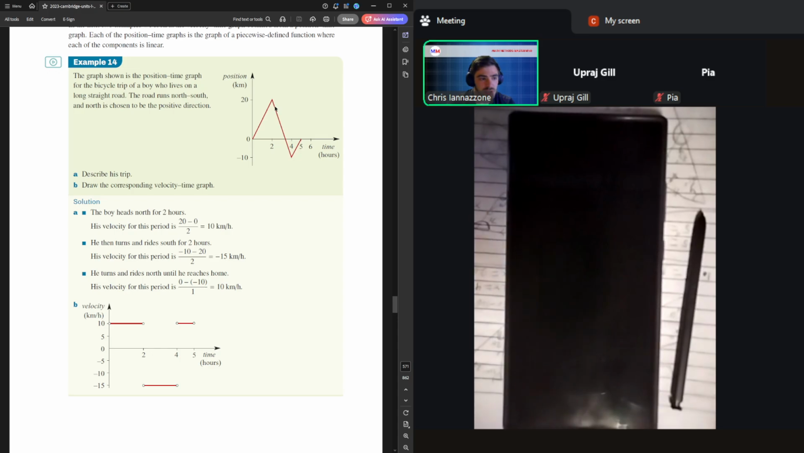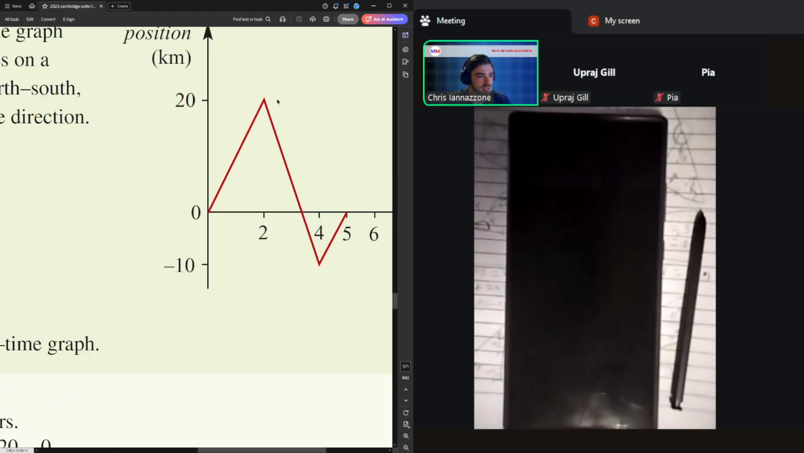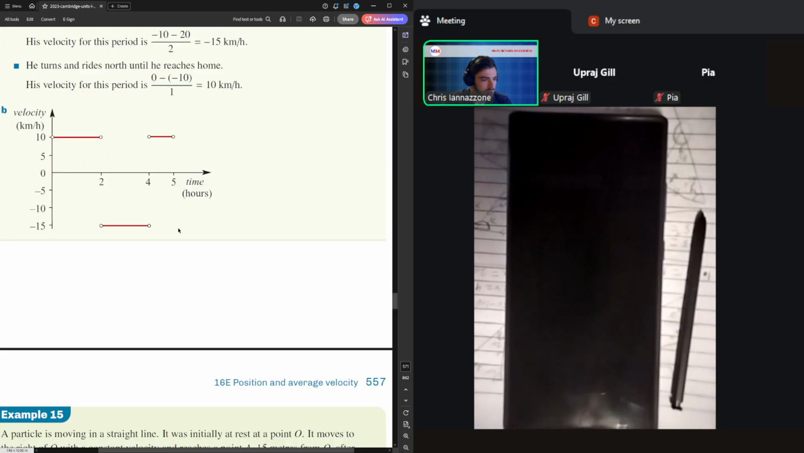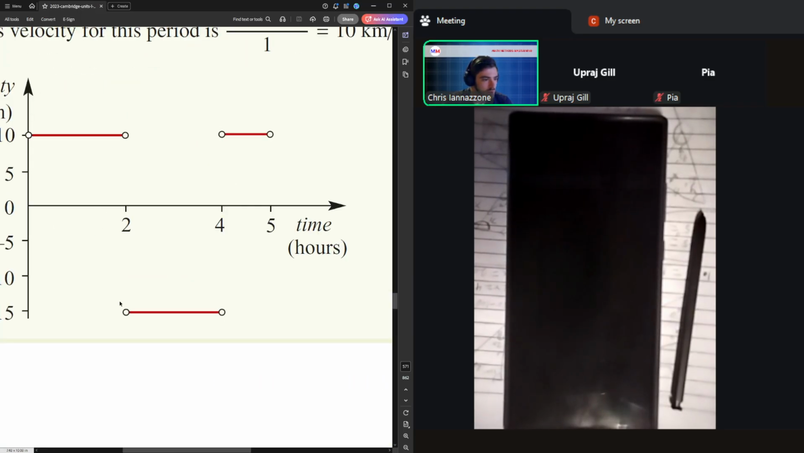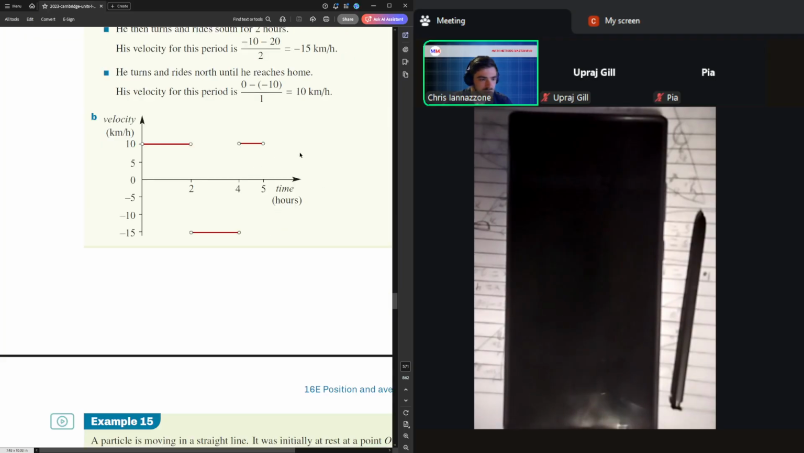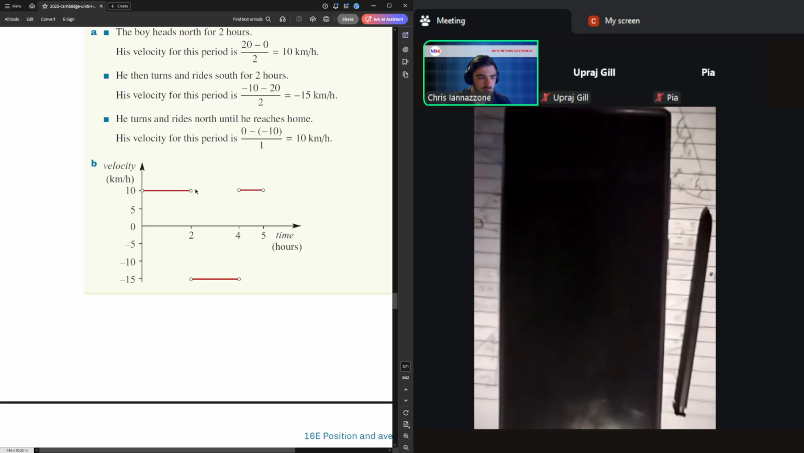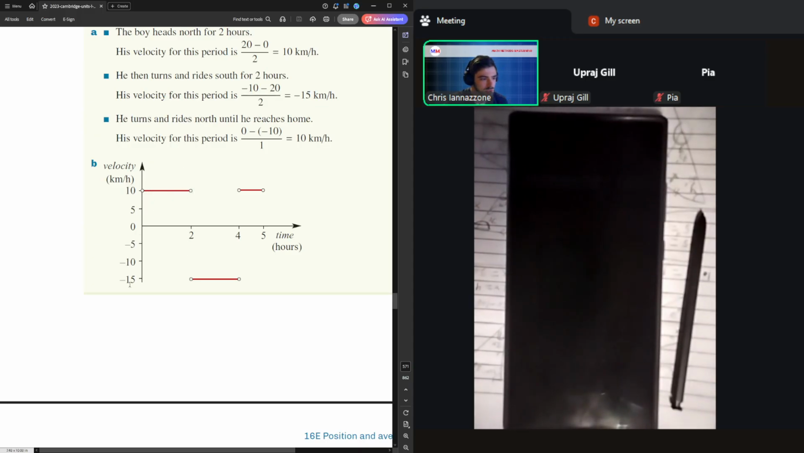Velocity is always the slope of position. So if you have straight lines in your position graph, one of the easiest things you can do is literally calculate the slope of each of those sections, and then those become the constant velocities of your actual velocity graph. Because you've got these sharp edges, this instantaneous change in direction, those are going to come with open circles on your velocity graph because it's impossible to tell what the actual velocity is at that spot, whether it belonged to the 10 kilometers per hour or the negative 15 kilometers per hour.